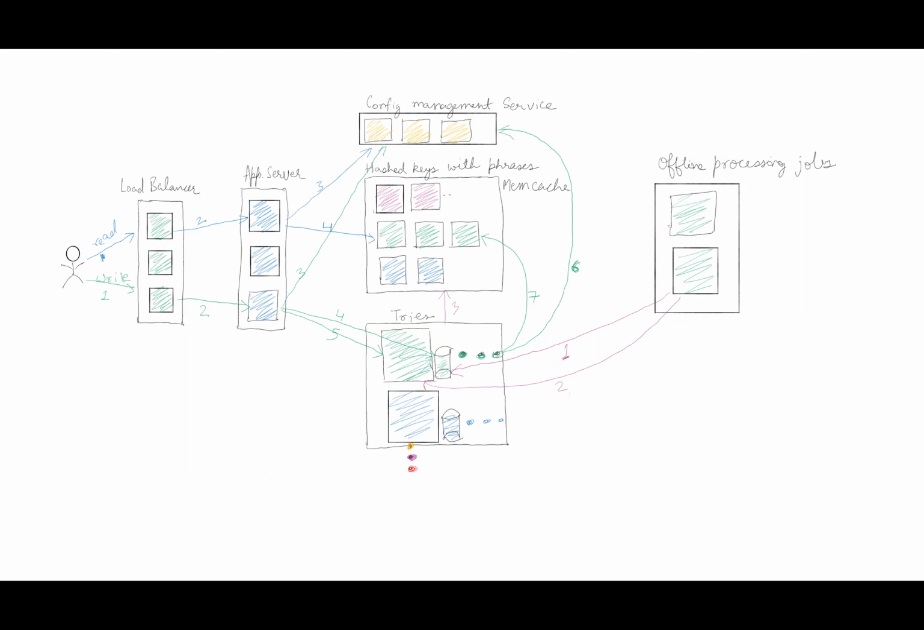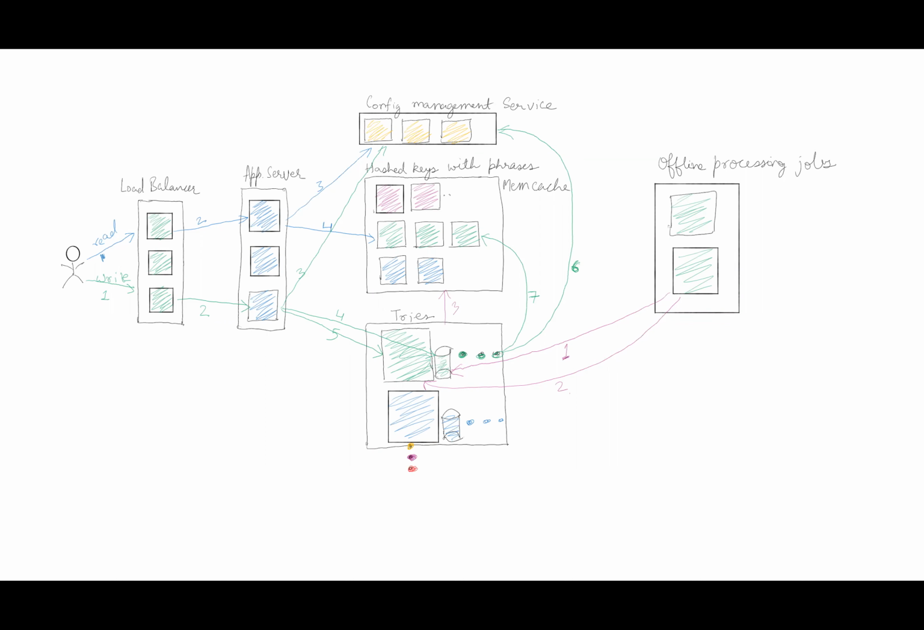Would you still expect a step 4 that updates the trie at the top where it says config management service? So are you talking about read, write, or offline? I'm talking about the offline. So you have 1 and 2, but then you have 3. Wouldn't you expect a 4 as well? Yeah, to update the config service. So yeah, the config service will be updated.